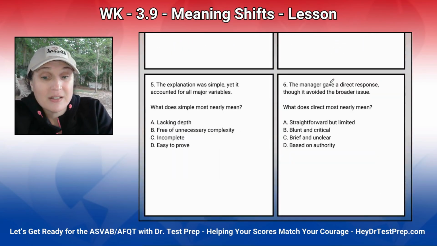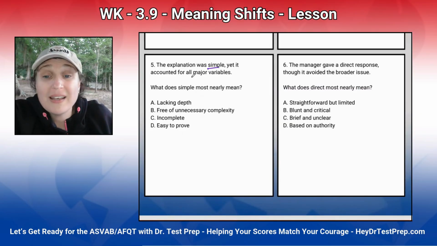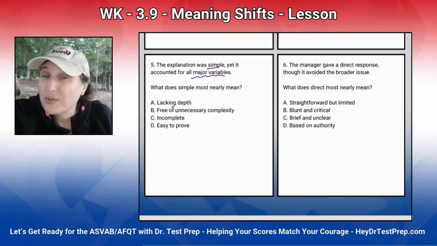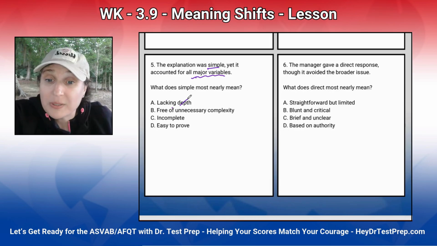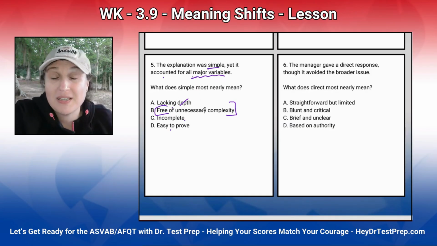It was very significant. The explanation was simple, yet it accounted for major variables. So lacking depth? No, because it talked about variables. Free of unnecessary complexity? That's probably the best answer. Incomplete? No, because it accounted for variables. Easy to prove? There wasn't any mention of proving or data. So B is the best answer.